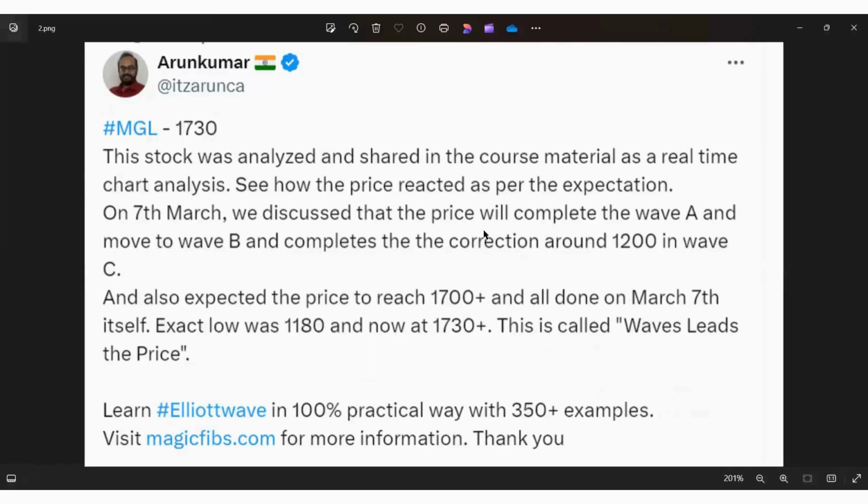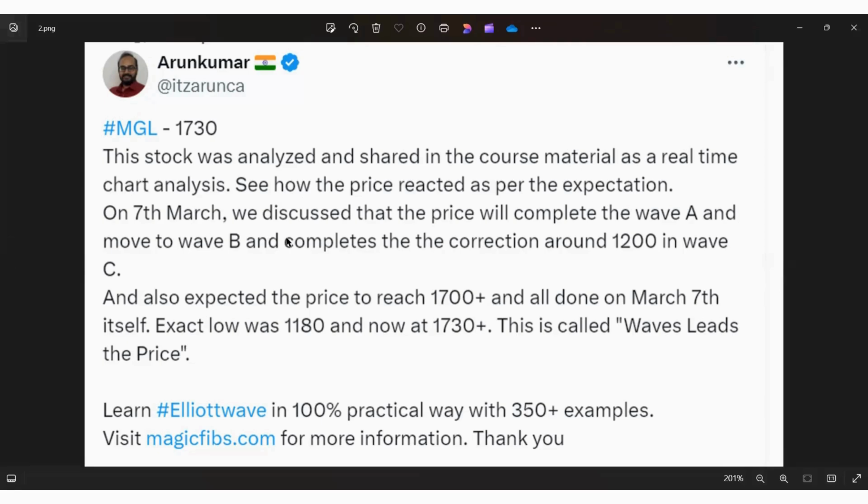And another example is MGL. I already shared this in the previous weekend also, but when you are analyzing a chart and it happens exactly as you predicted, that gives happiness. That is what I am sharing with you. Here we not only identified one turning point, we identified 3 turning points almost 3 months before. That is what makes this analysis very special. MGL, when it was trading around 1730, this stock was analyzed and shared in the course material as a real-time chart analysis.